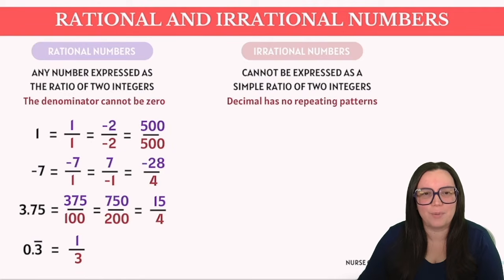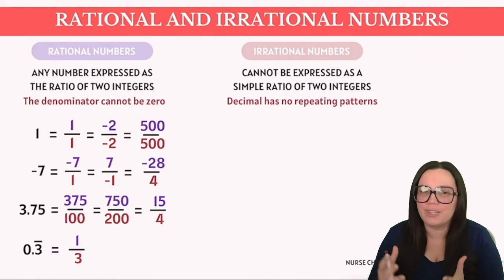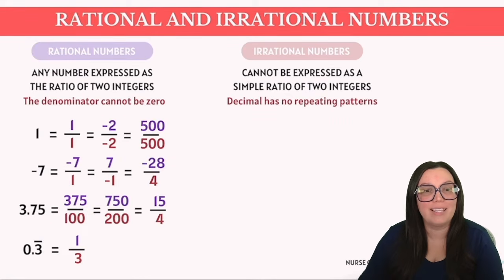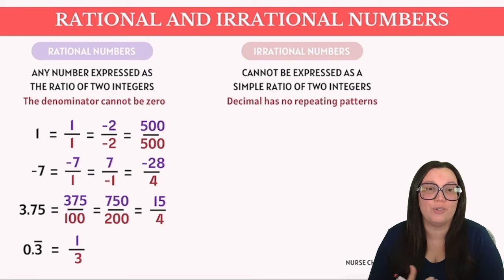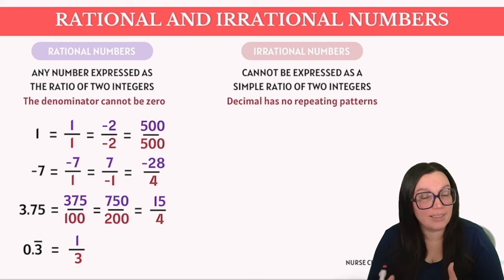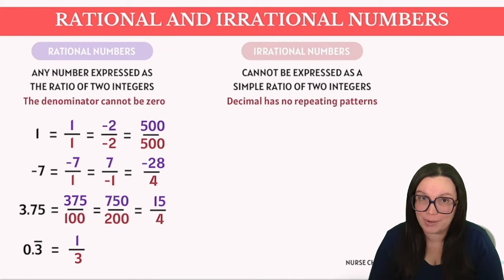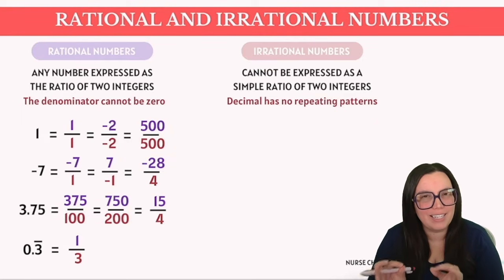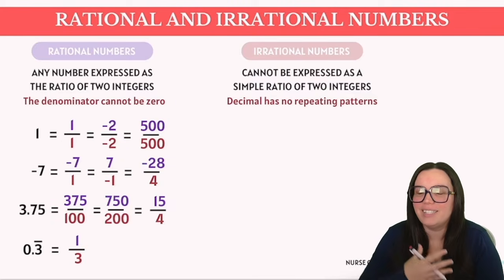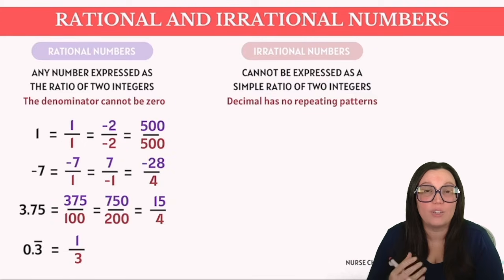Let's take, for instance, the number 1. It can be depicted as 1 over 1, or negative 2 over negative 2, or even 500 over 500. These examples all demonstrate various ways to represent the number 1 as a ratio of two integers. And theoretically, there's an infinite amount of ways that you can do so long as the numerator and the denominator are the same. Similarly, the number negative 7 can also be expressed as negative 7 over 1, 7 over negative 1, or even negative 28 over 4. The list of representations when it comes to negative 7 is also endless.